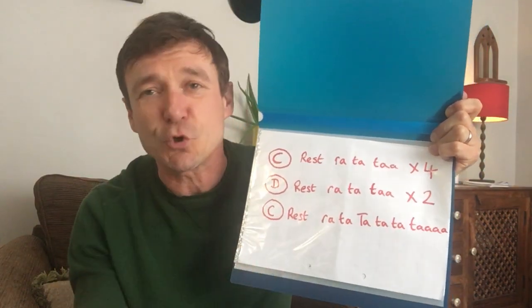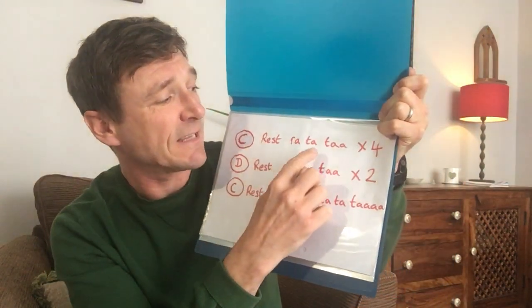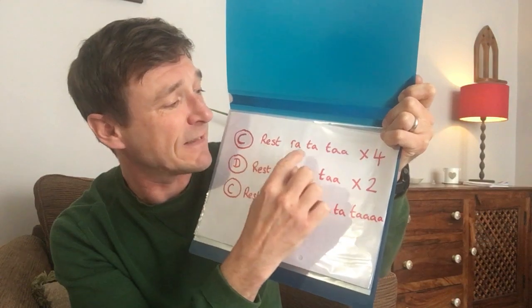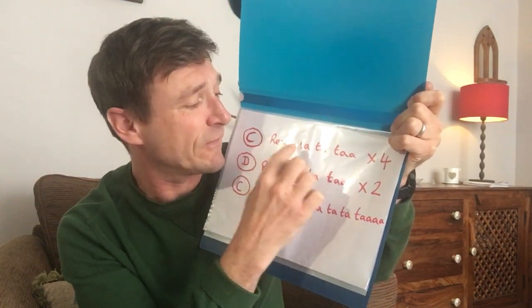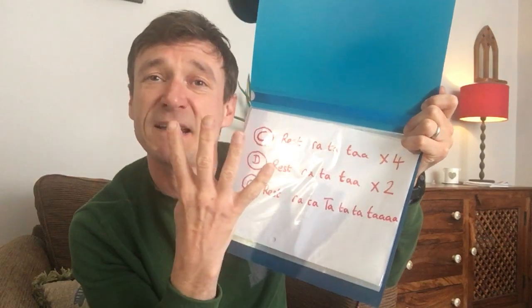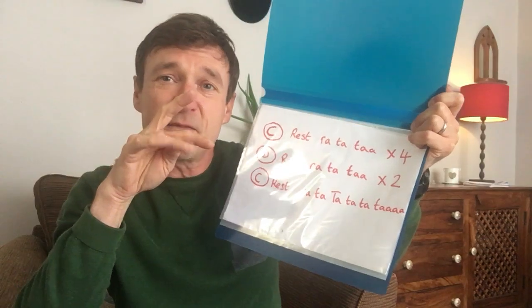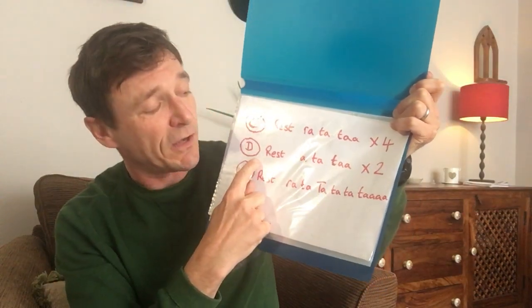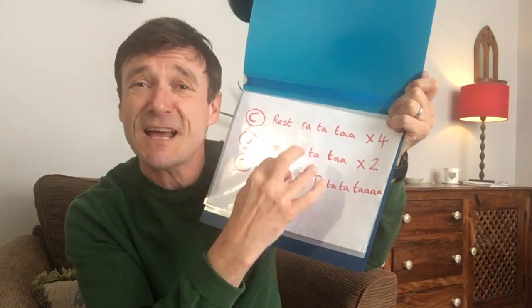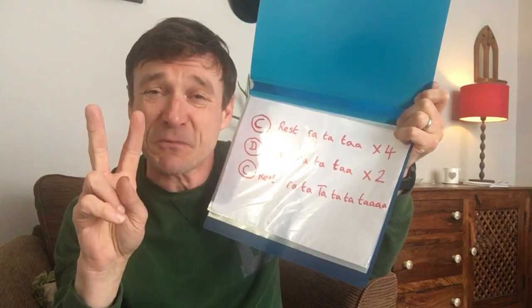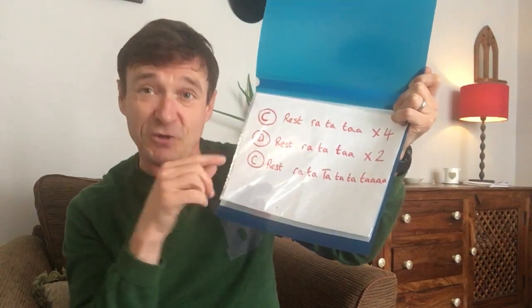1, 2, 3, 4. Rest, rat-ta-ta. Rest, rat-ta-ta. And you're going to play a C 4 times. Then you're going to play a D, 1 and 3. And you're going to go rest, rat-ta-ta. Rest, rat-ta-ta. And you're going to do that 2 times. Then you're going to go back to C and you're going to do rest again.